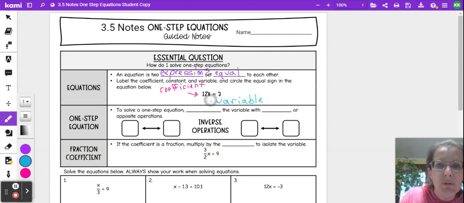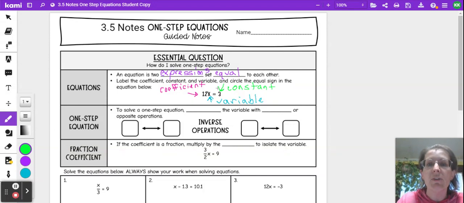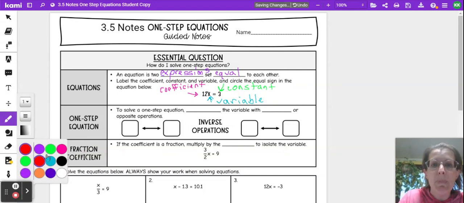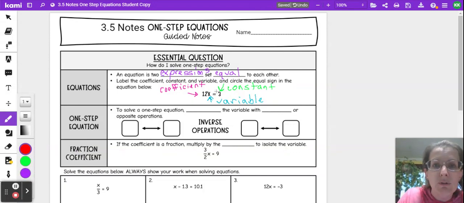In algebra, the variable is always what you're trying to find. So we're trying to figure out what x is. If you have an expression, you cannot figure out what x is. You can only figure out what x equals if it's set equal to something else and you have an equation. Then the constant, remember constant means it never changes. The constant is a number by itself without any variables. And then they tell us to circle the equal sign. So there's the equal sign.